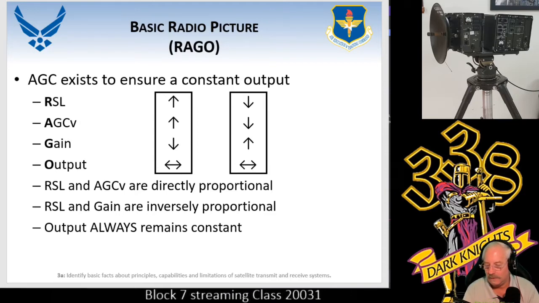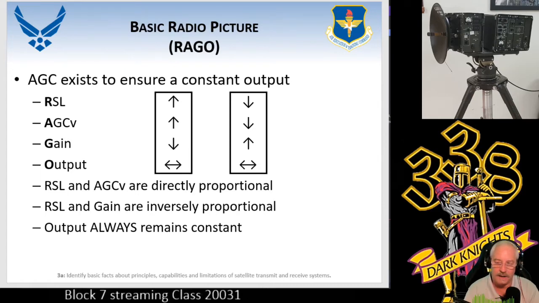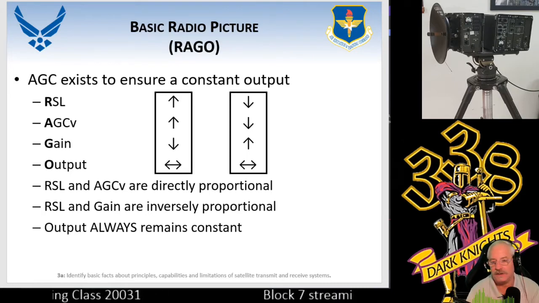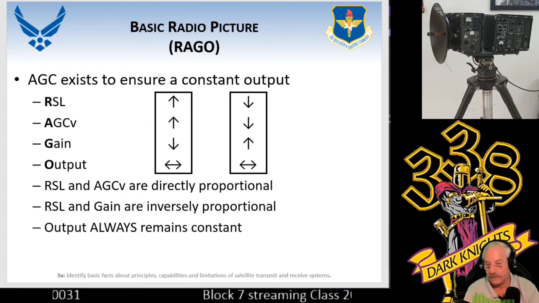Now, it's been many, many years of keeping the same sequence of events with me. Anytime I see AGC, I automatically think receive. I've seen transmit where they use different acronyms to give a constant wattage out versus a constant output, which is audio or digital data. So the idea here is anytime you see AGC, think receive.